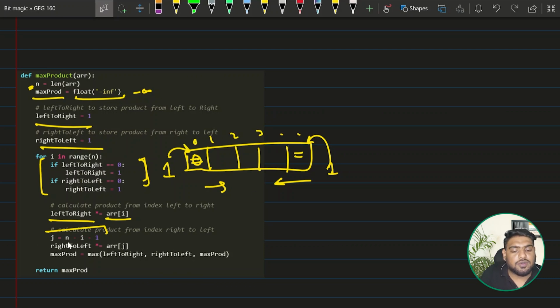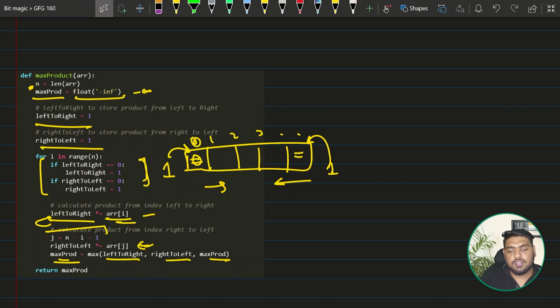And we are just going to take n minus i minus 1 for keeping the track in the reverse direction as well. So once I have the ith value, once I have the jth value, I know I have to multiply the ith value to my left to right. I have to multiply my jth value to right to left. Whatsoever value that we calculate, we have to maximize that with this maximum product. Out of these three, whatsoever is maximum, that is going to be kept, or you can say held on to till the end of our iteration.